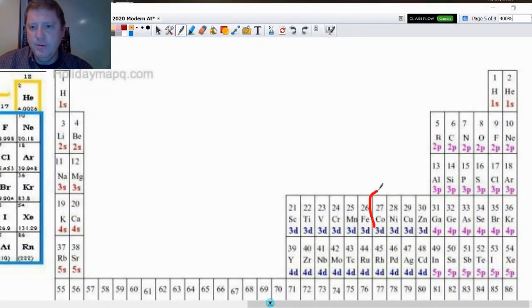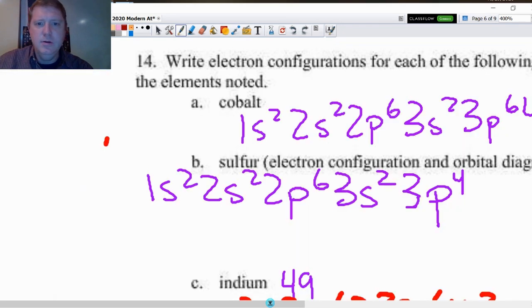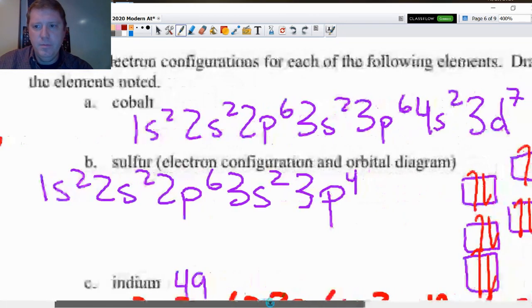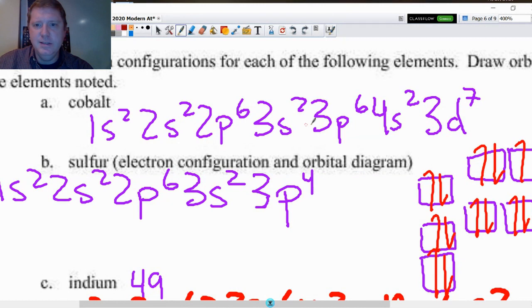Cobalt is right here. So in order to get there, we have to go from the 1s to the 2s to the 2p to the 3s to 3p to the 4s, and then 3d: 1, 2, 3, 4, 5, 6, 7. It's the seventh one over. So that's what we have here: 1s2, 2s2, 2p6, 3s2, 3p6, 4s2, 3d7.